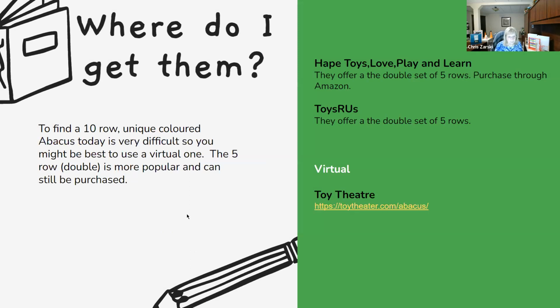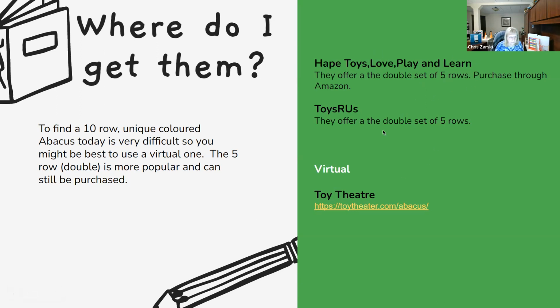So where do you get them? Well, like I said, finding one with the 10 unique rows would be almost like a collector's item these days. So if you have one of those at home, you've got something that you don't want to get rid of. But to find one that has the 5 or the double 5, those are still very likely.